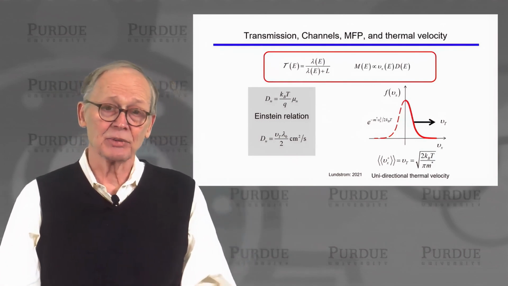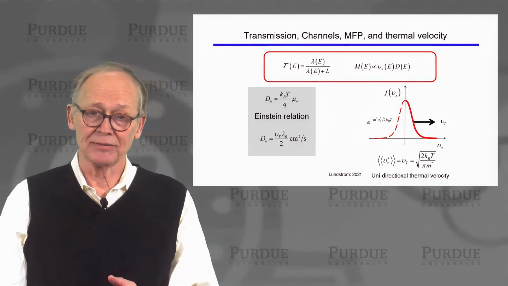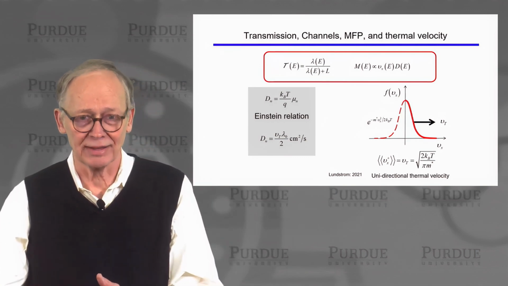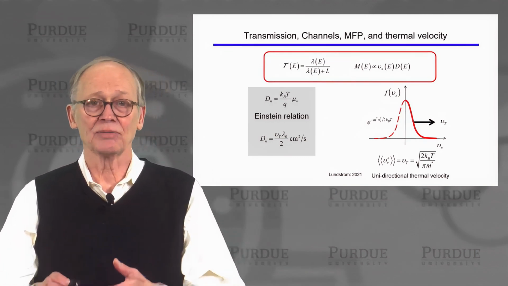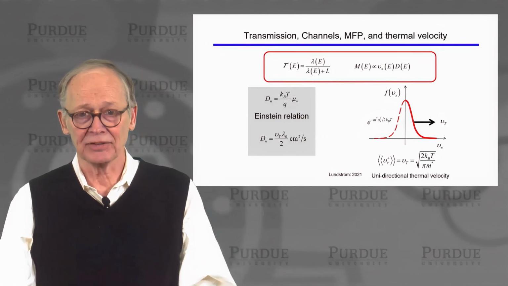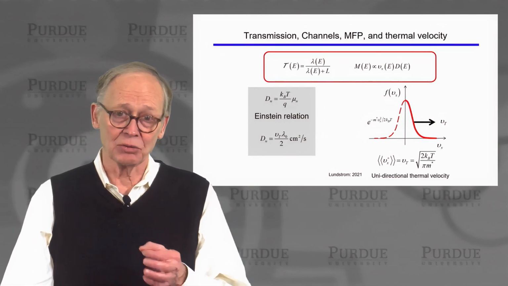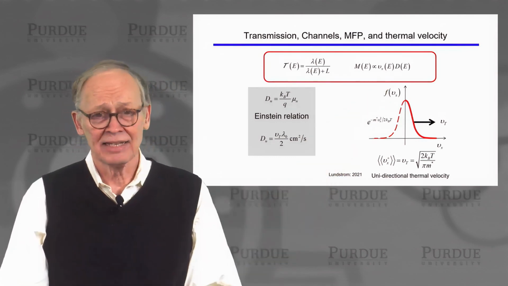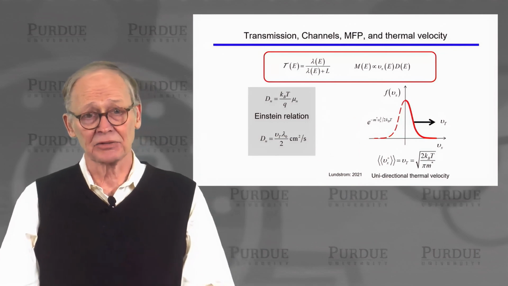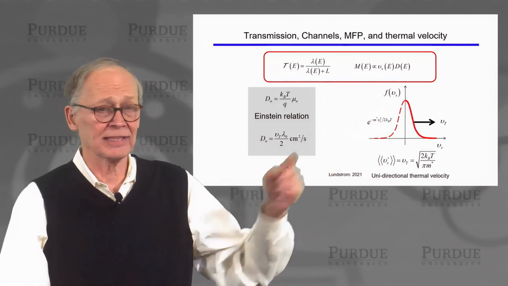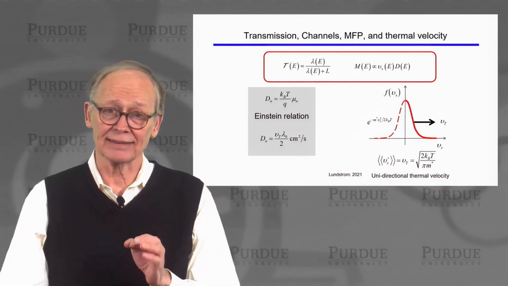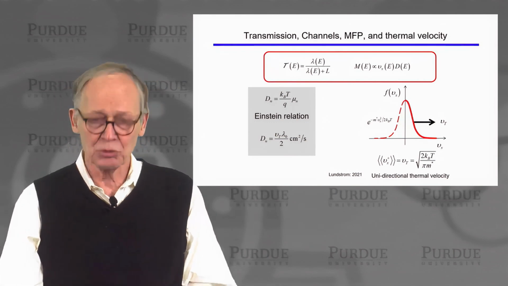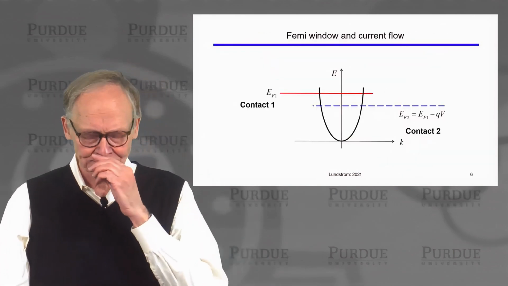Another parameter in the current equation is the number of channels, M of E. And these are like the lanes on a highway that carry the flow of traffic on a highway. Channels carry the flow of electrons in the device. There has to be a state to hold the electron. So the number of channels is proportional to the density of states at that energy. And the state has to have a velocity so the electrons can flow. So it's also proportional to the average x-directed velocity in that state. So transmission and channels were two important parameters in this current equation.